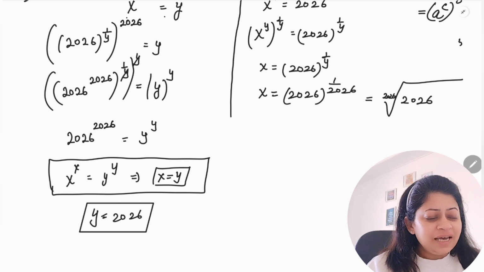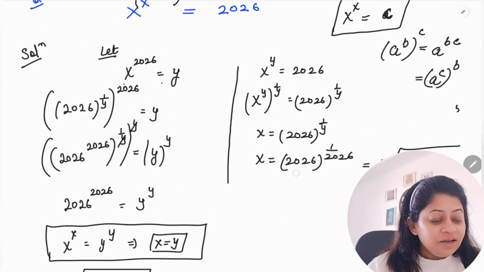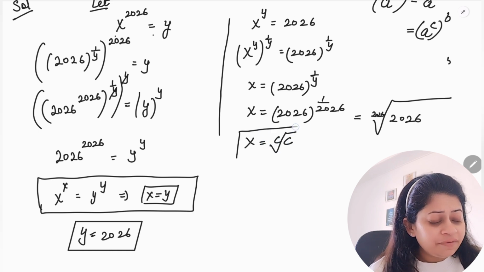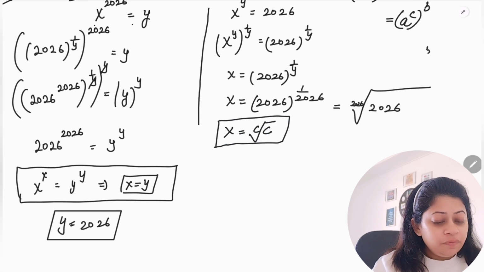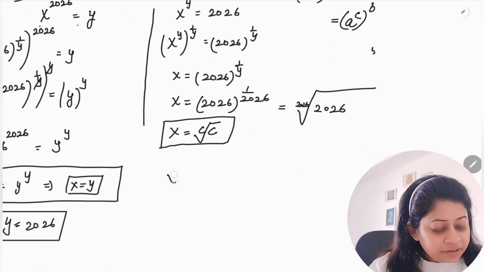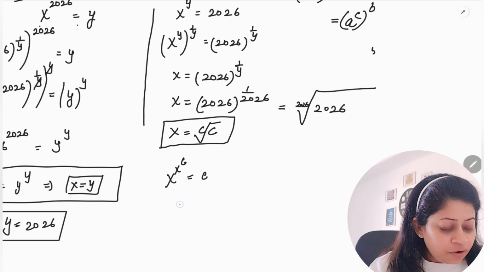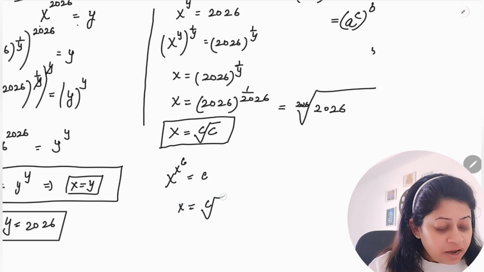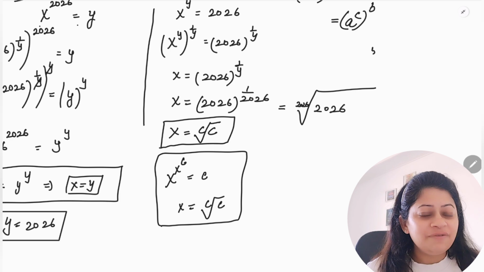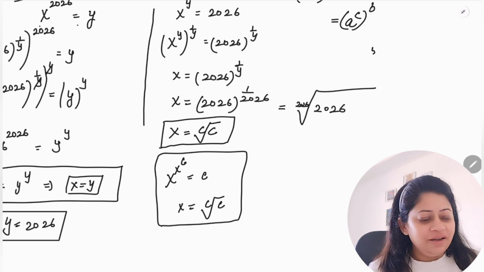So if it was any other constant here, you need to know this now, that it would be the c-th root of c. That means if x raised to power c is equal to c, then x is the c-th root of c. And this is a very important rule that you should know for any maths Olympiad question.